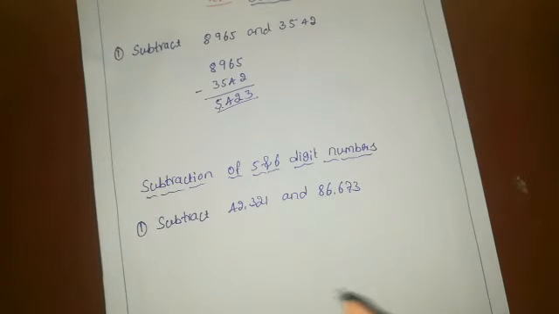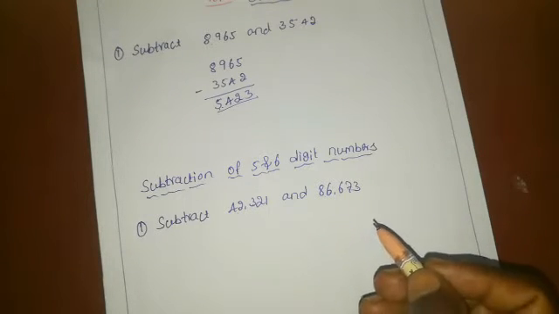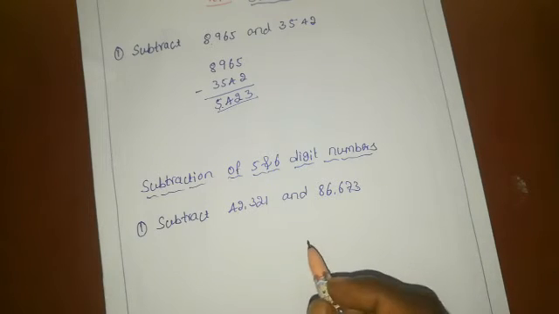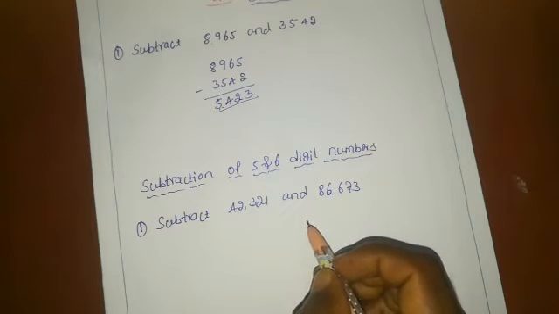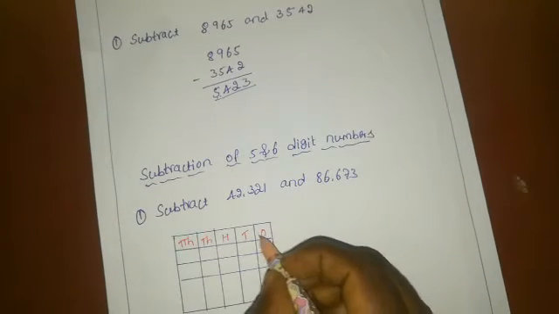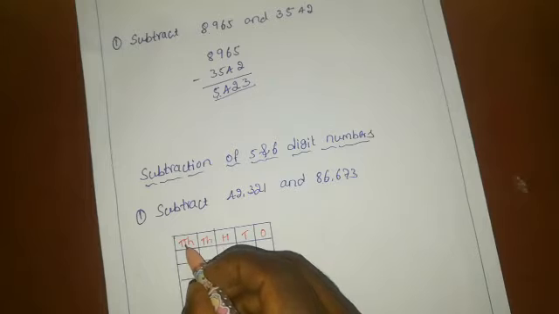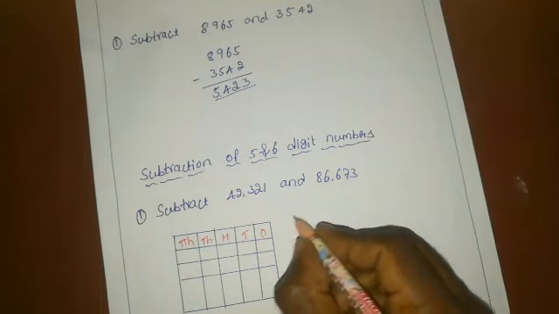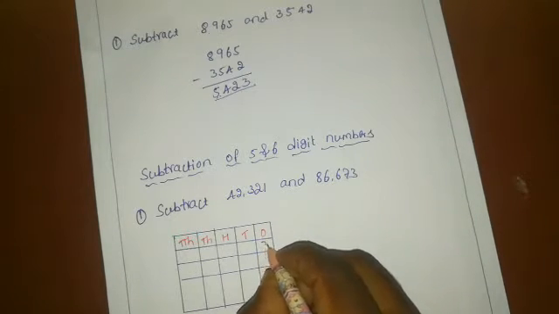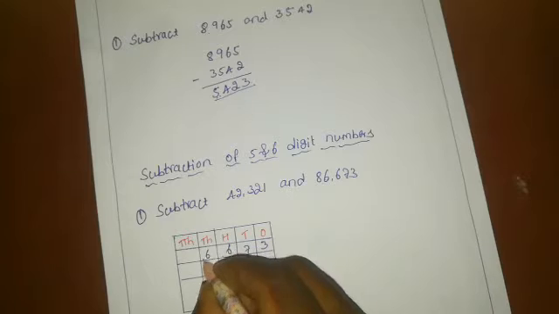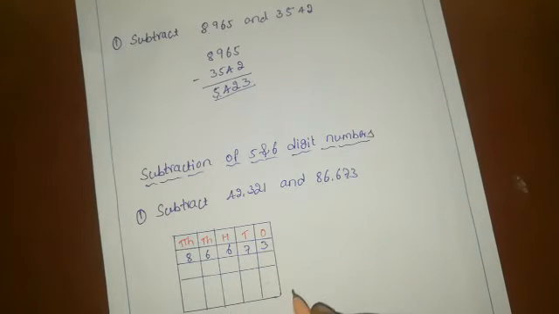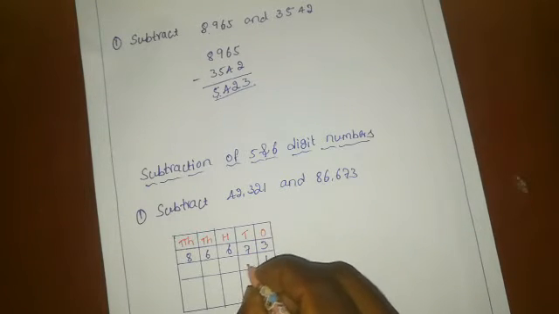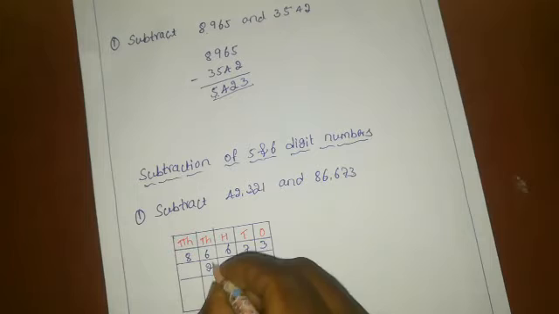At first we should write the place value chart and then write the numbers in columns correctly. This is the place value chart: ones, tens, hundreds, thousands and ten thousands. At first we write the greater number, that is 86,673, and then we write the smaller number, that is 42,321.